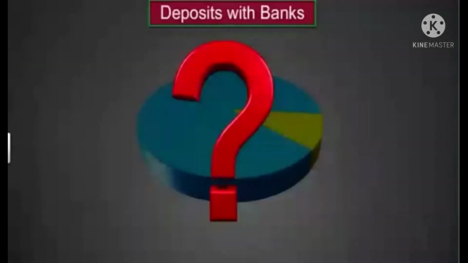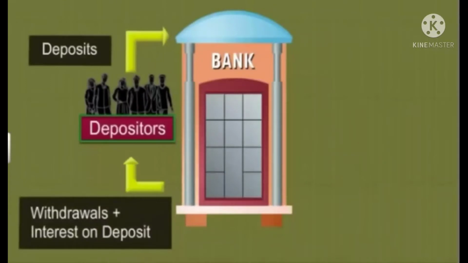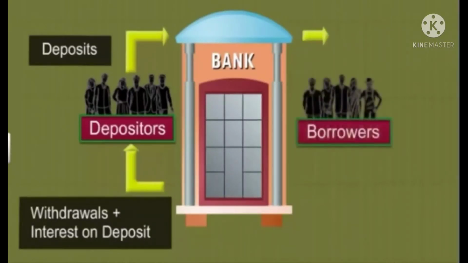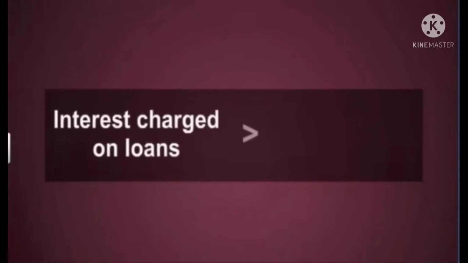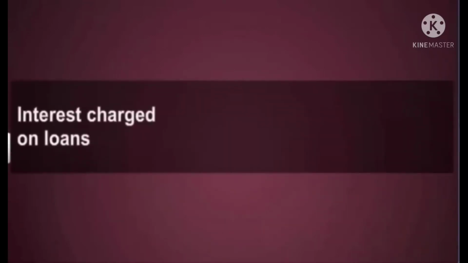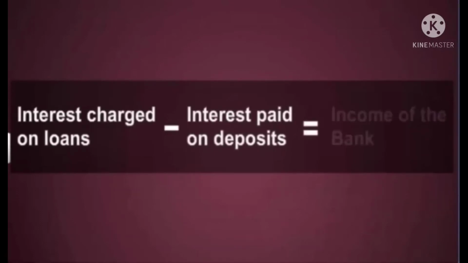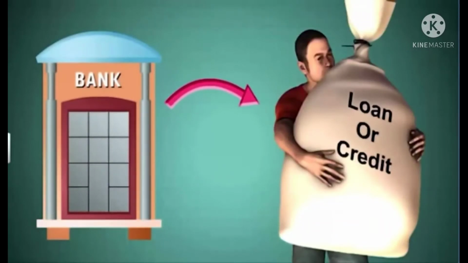Why do banks give loans? The depositors of a bank are allowed to withdraw their deposits on demand and are paid interest on these deposits. On the other hand, the borrowers who take loans repay it to the bank along with interest thereon. The interest charged on loans is more than the interest paid by the banks on deposits. The difference between the interest charged on loans and the interest paid on deposits is the bank's income or profit. The loan given by a bank is also referred to as credit.